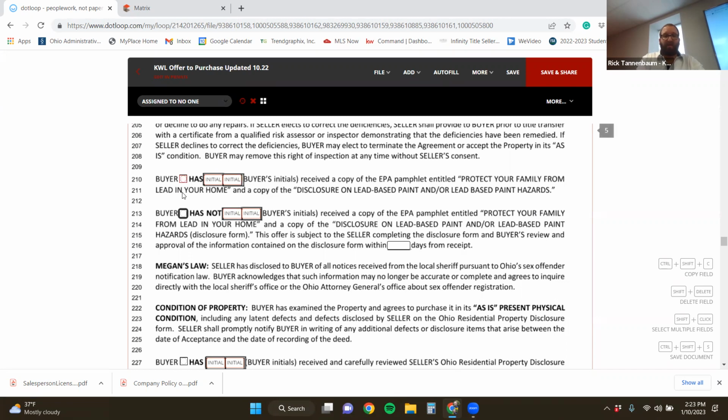But if that agent hasn't put it up there, you don't have a copy of it yet, you can check that box that the buyer has not received it, have your buyer initial here. And then I'll usually put like 3 days. So once that seller gives it to us, we have 3 days to sign it.